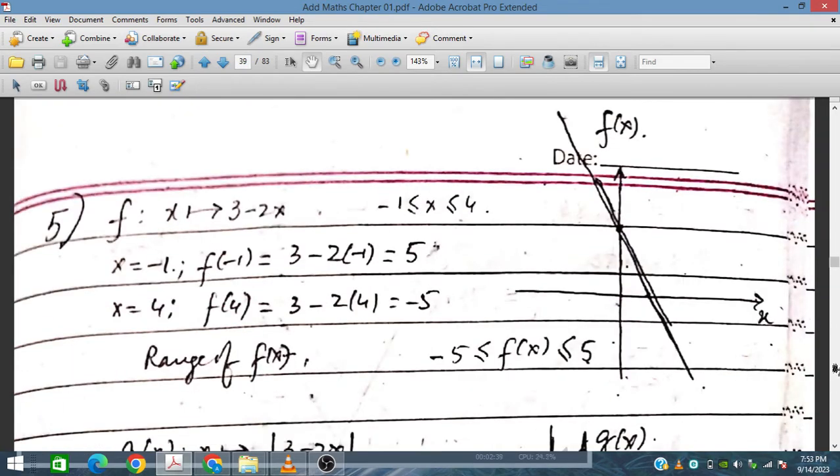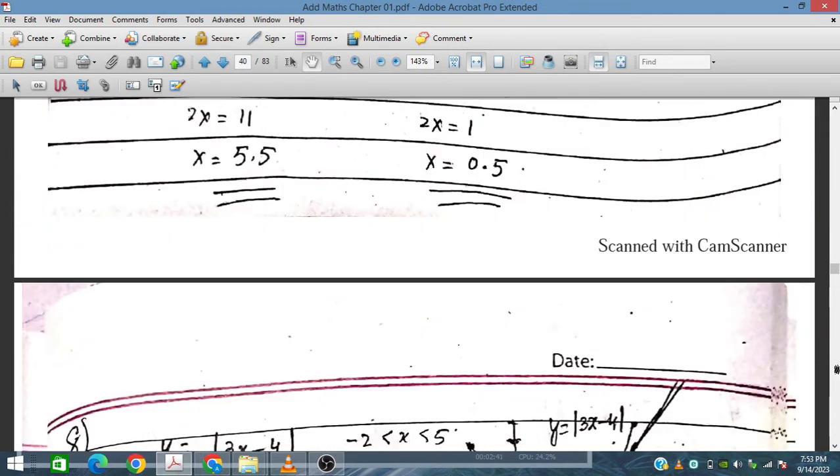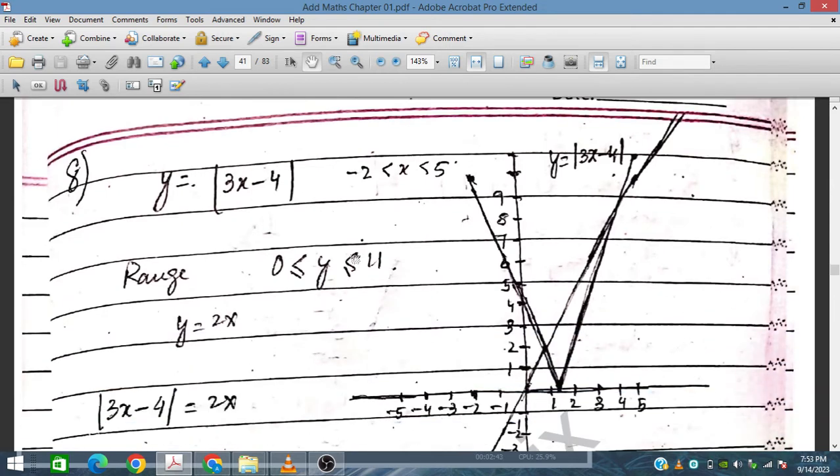So let's solve question number 8. Here we have this 3x minus 4 from minus 2 to 5, and this is the graph. At x is equal to 0, the value of y will be 4. This is the graph. And at y is equal to 0, x is 4 upon 3. So this is 4 upon 3. So this graph and this graph.